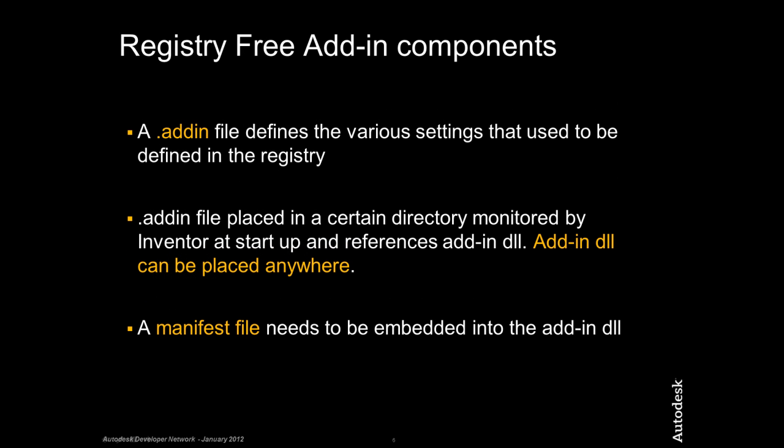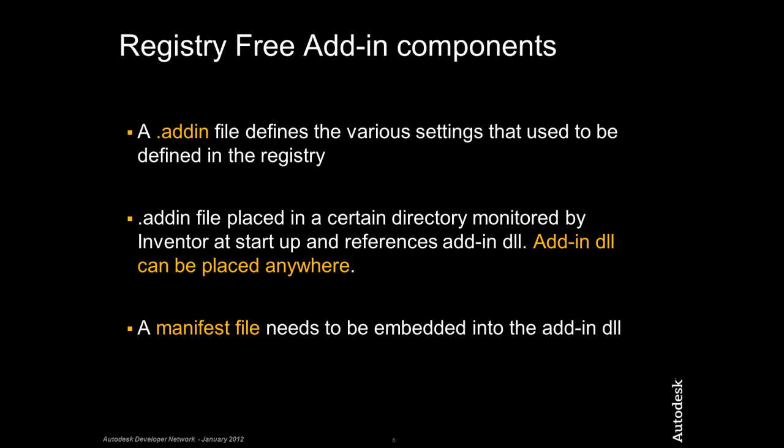So let's take a look at the various components of a registry-free add-in. The first thing is the .addin file, an XML-like file that defines the various settings that used to be stored in the registry. The .addin file is placed in a certain directory that is monitored by Inventor during startup and references the path of the compiled add-in DLL on the system. The add-in DLL can be placed anywhere on the target machine as long as the path is correct inside the .addin file. Then a manifest file needs to be embedded inside the add-in DLL during a post-build step at compile time.